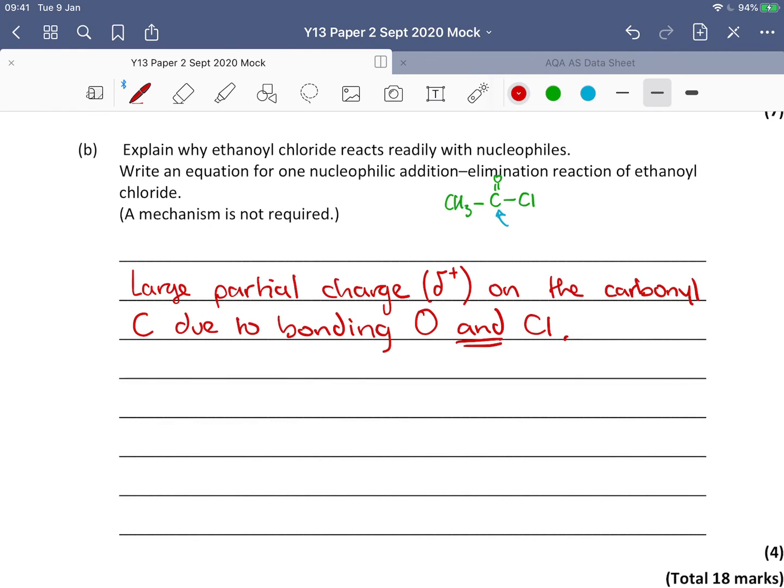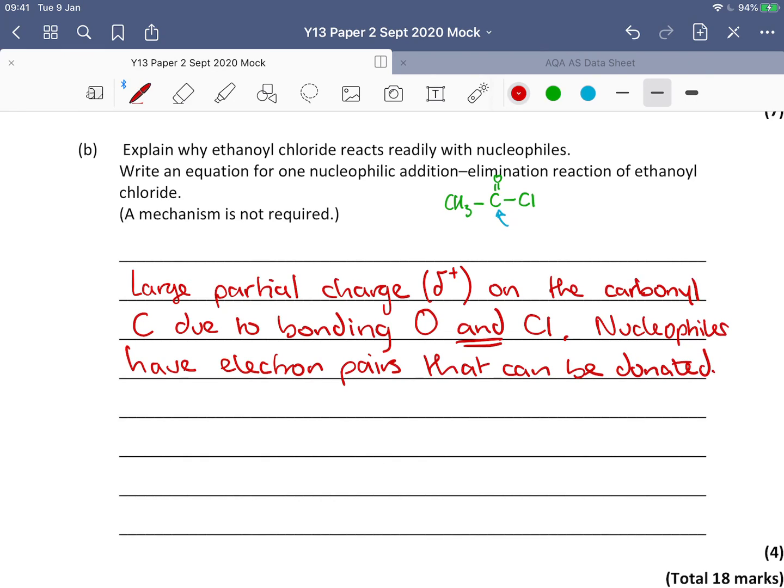So that makes it attractive to nucleophiles. But what is a nucleophile? A nucleophile is an electron pair donor. Nucleophiles have electron pairs that can be donated. It is a little bit clumsy, this answer. This is what they wanted, but there are different ways we could have phrased this. We could have said that the delta plus carbon can be attacked by the electron pairs of nucleophiles, or the lone pairs of nucleophiles. But you have to make sure it's a pair.